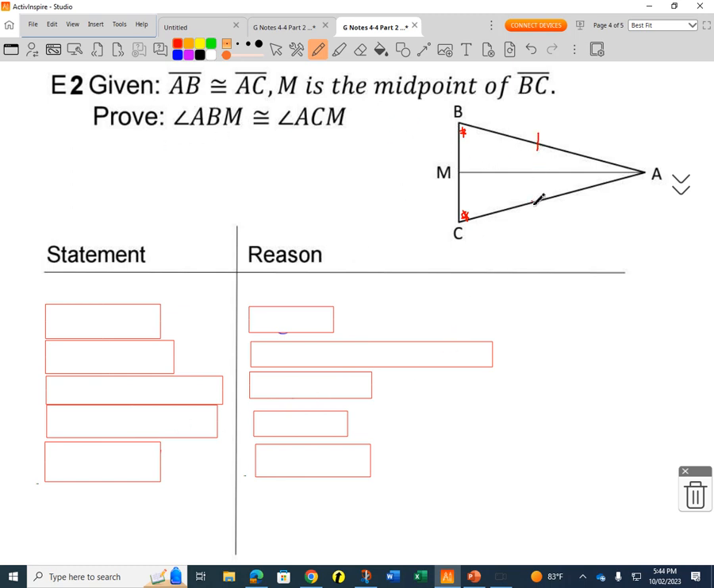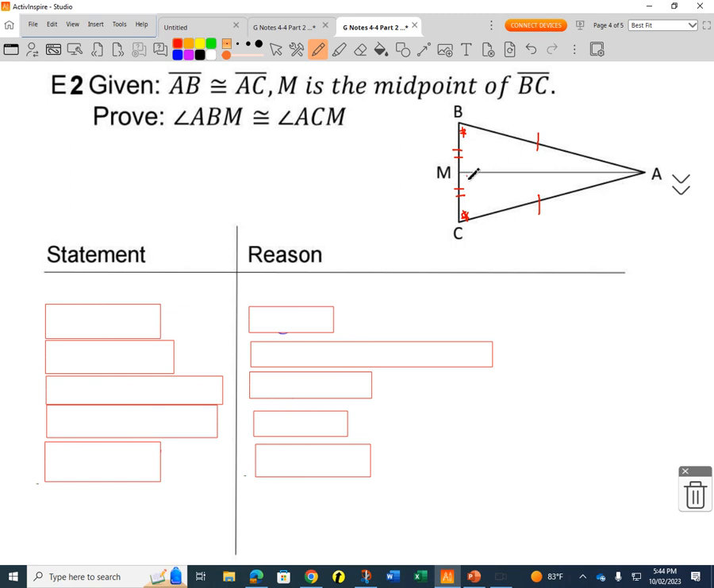AB is congruent to AC. M is the midpoint of BC. So this is BC. The midpoint means this segment BC is split into two equal lengths. So the length from B to M is the same as the length from C to M. That's by definition of the midpoint. So we're going to say BM is congruent to CM. They didn't give us that, but they told us that M was the midpoint of BC. So that's how we knew that.